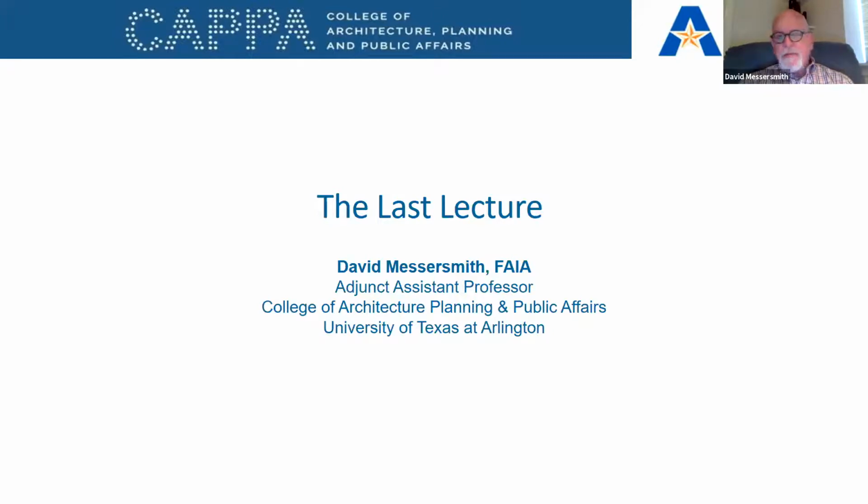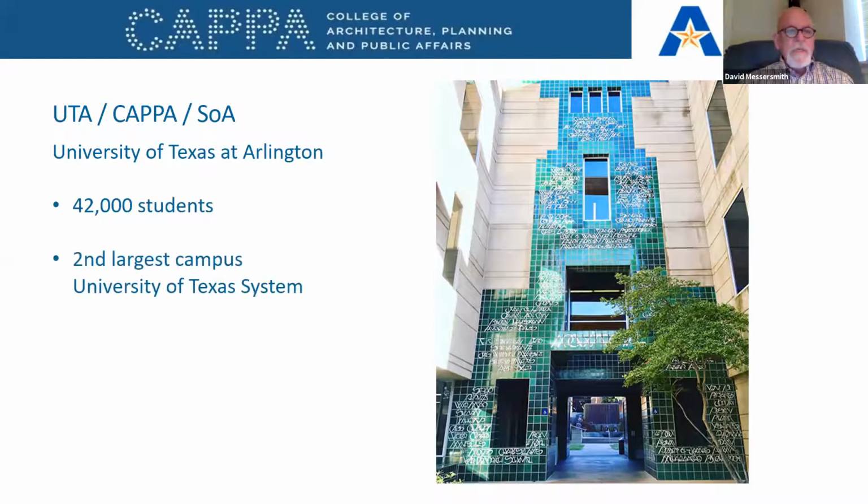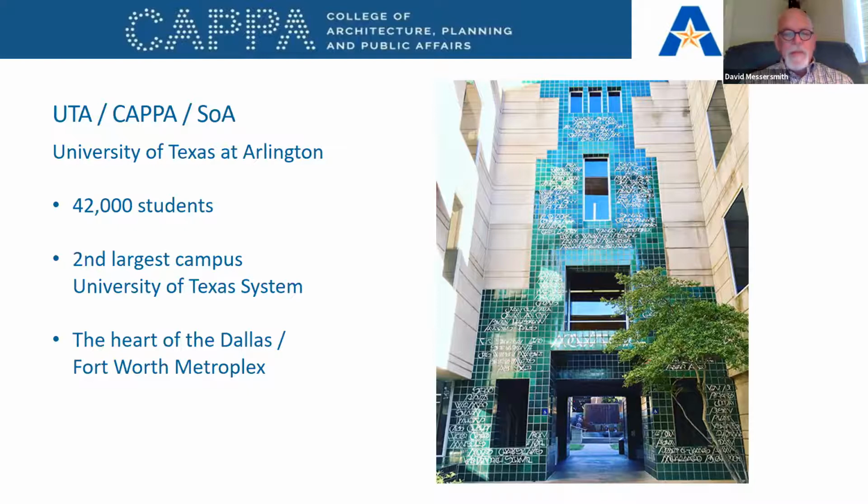I have been teaching at the University of Texas at Arlington for about 8 years now. UTA, as we call it, is a major university in the Dallas-Fort Worth Metroplex. It has 42,000 students. It's the second largest campus in the University of Texas system. It's in the heart of the Dallas-Fort Worth Metroplex, which just happens to be the fourth largest metropolitan statistical area in the country with about 6.5 million people.